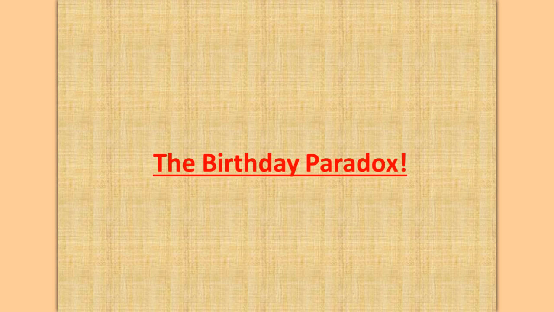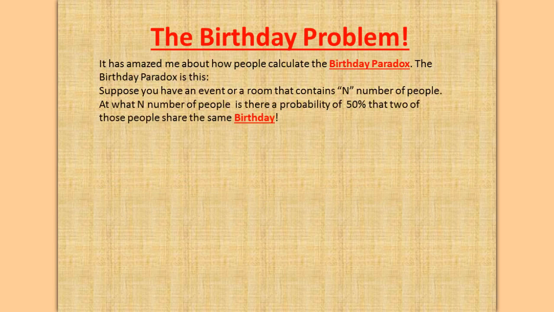Let's get started and talk about it. It has amazed me how people calculate the birthday paradox. The birthday paradox is this: suppose you have an event or a room that contains n number of people. At what n number of people is there a probability of 50% that two of those people share the same birthday?